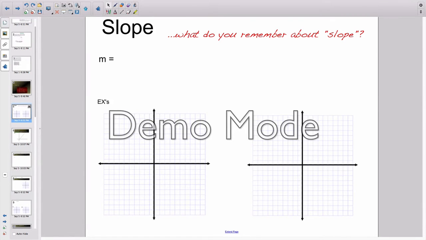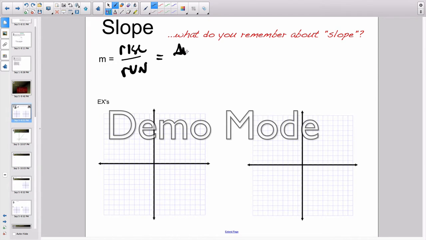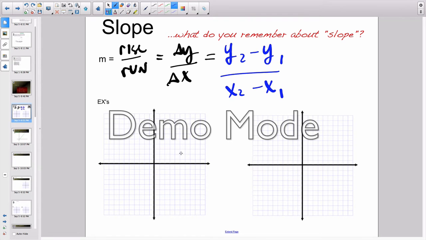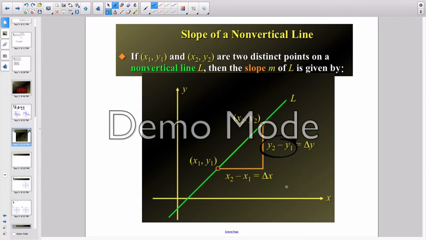Alright, so this page was meant to just jog your memories about how you define slope. Slope is going to be the rise over the run, or the change in y over the change in x, vertical change over horizontal change, or hopefully you all remember y2 minus y1 over x2 minus x1. So this is our go-to formula, y2 minus y1 gives you the vertical change, x2 minus x1 gives you the horizontal change. That ratio is the slope.